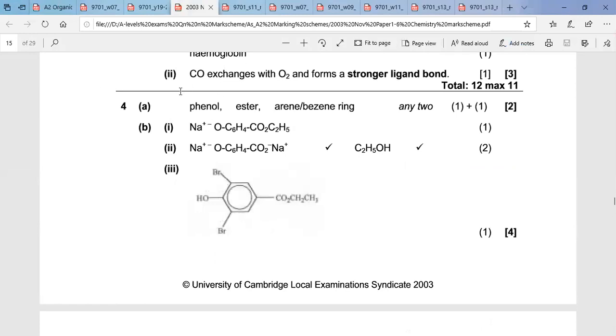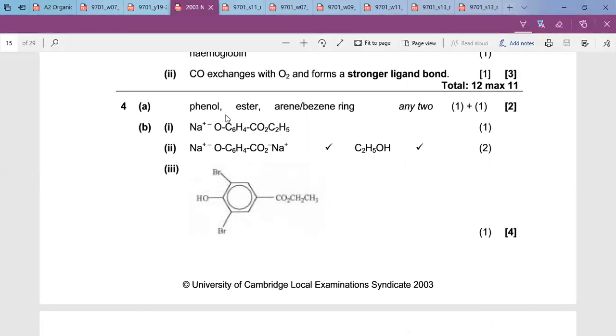Okay, see, phenol. The markings say phenol here, right? I need to put the cover. Good read. So the functional group is called phenol, right? Of course, ester. This one is it. This ester is it.